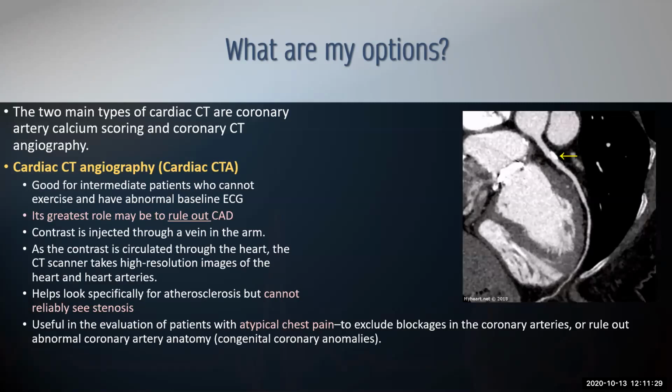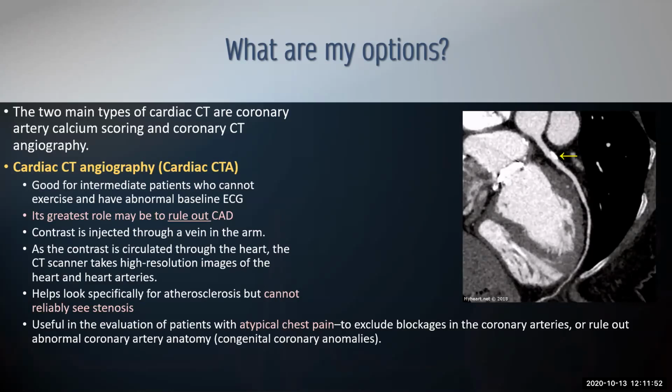The CTA, or the coronary CT angio, is also good for intermediate patients, especially those who cannot exercise and have an abnormal baseline ECG, and maybe they don't want to get an echo or a nuclear scan. So its greatest role is to rule out coronary disease if someone has an intermediate risk, but you're not absolutely sure that this is true cardiac pathology.